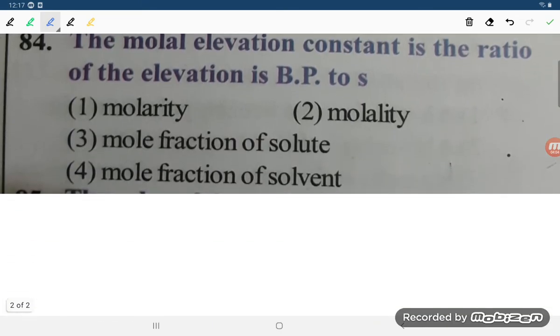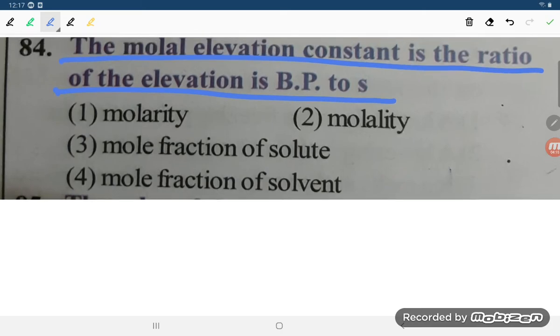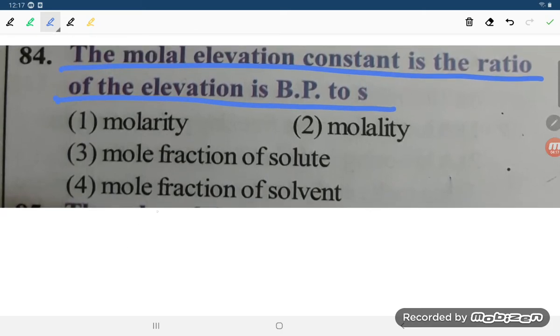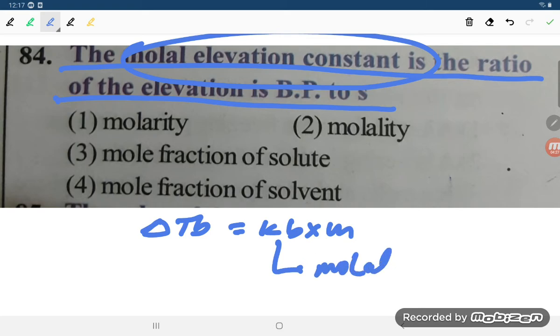Now let us move to another question, student. What are they saying? The molar elevation constant is the ratio of the elevation in boiling point to... they are saying delta TB is equal to Kb into m. They are saying molar elevation constant. So Kb is what, student? This is the molar elevation constant.